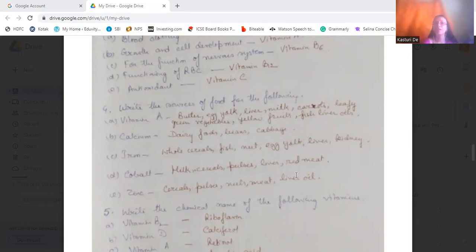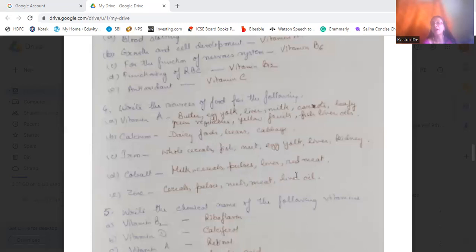Okay. Then calcium. Calcium we get in dairy foods, beans, cabbage. Iron we get in whole cereals, fish, then nut, egg yolk, liver, kidney. Okay. Then cobalt. Cobalt we get from milk, cereals, pulses, liver, red meat. Then zinc we get it from cereals, pulses, nut, meat, liver oil.